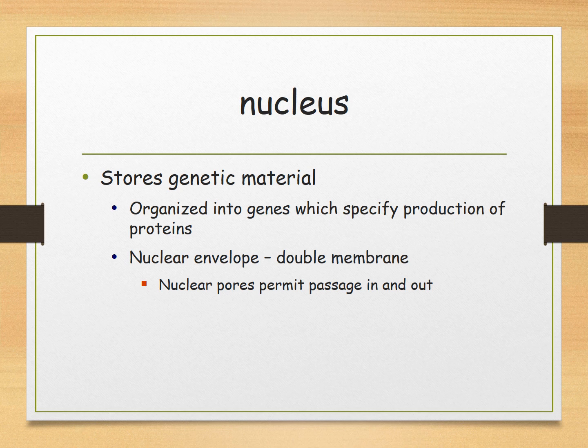The nucleus is the area of a cell that stores the DNA, the genetic material. In eukaryotic organisms, the DNA is organized into genes, and each gene specifies the production of a particular protein. The nucleus has a double-layered membrane around the outside of it that's called the nuclear envelope. And there are some small holes called nuclear pores that permit the passage of molecules into and out of the nucleus.